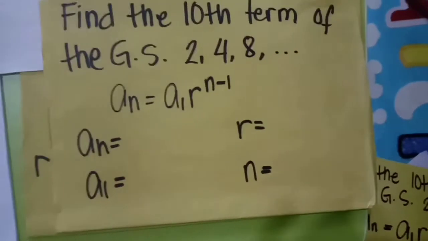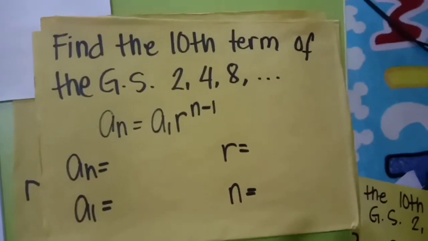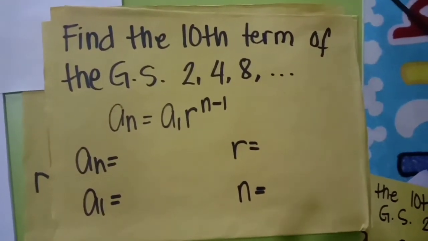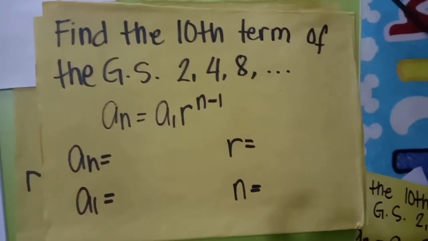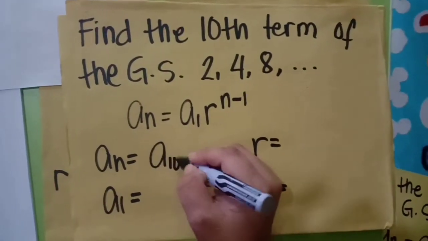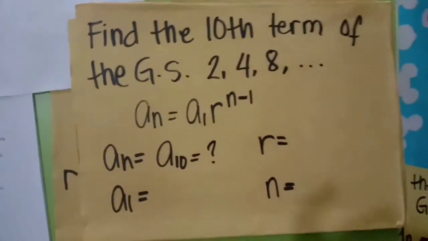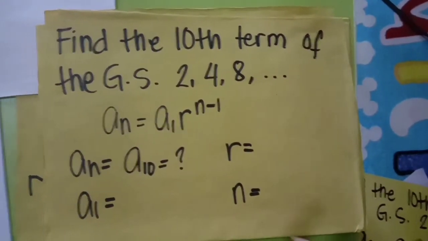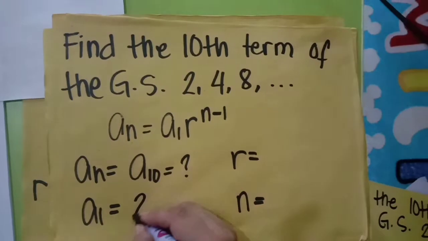So, a sub n is the last term or the nth term. So, since ang nth is find the 10th term, that is the nth term of the geometric sequence. So, yung a sub n, yun yung hinahanap natin: a sub 10. And then, a sub 1. What is a sub 1? A sub 1 is the first term. So, the first term is 2.